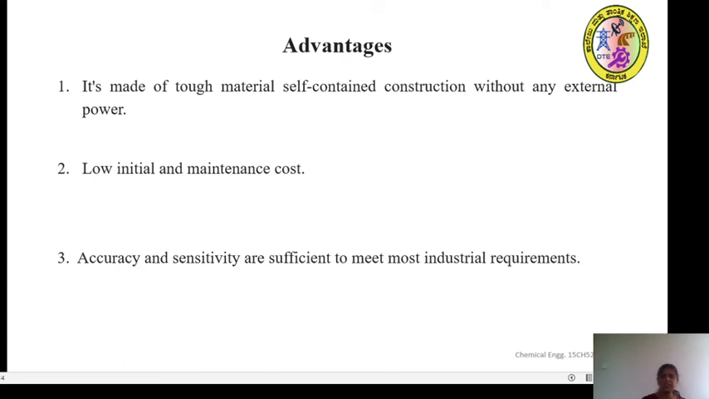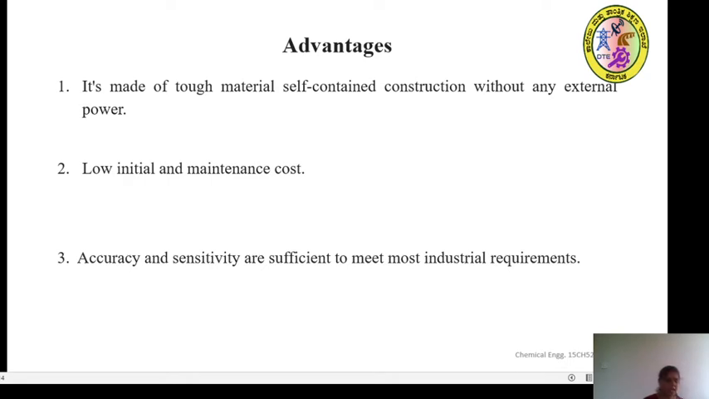So let me recall what sensitivity is and what accuracy is. Sensitivity is nothing but the change in the output to the change in the input, which occurs at steady state conditions of any instrument. It denotes the smallest change in the value of the measured variable to which an instrument responds. That is sensitivity.